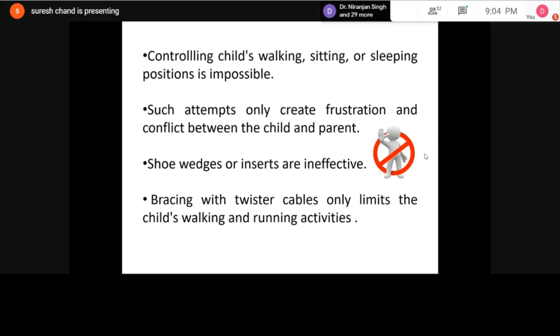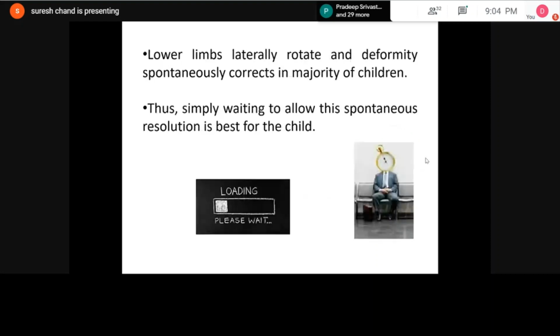Using shoe wedges or twister cables or braces is of no use. They are ineffective, and scientifically they don't work. They create unnecessary burden, and they are worse than any placebo. So we know that by normal physiology, the lower limb turns laterally. The femoral anteversion gets corrected normally, and the tibia gets normal extorsion, which is outward. So simply waiting to allow this spontaneous resolution is sometimes best for the child.